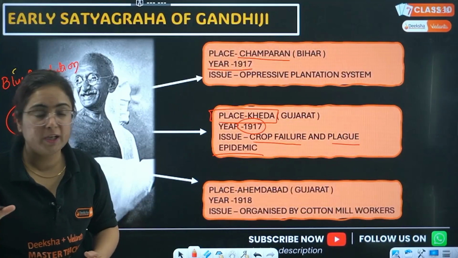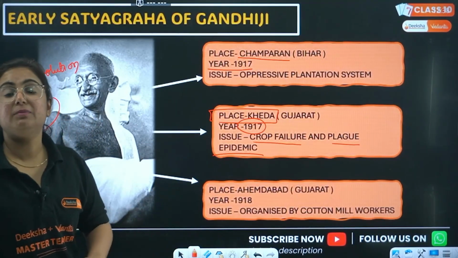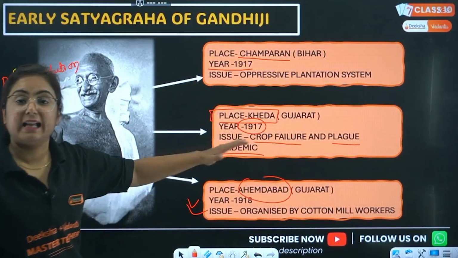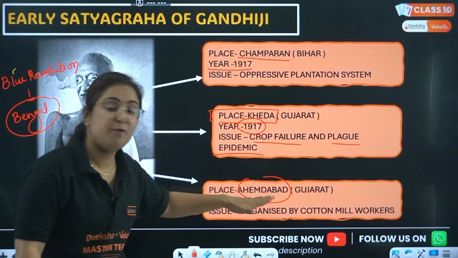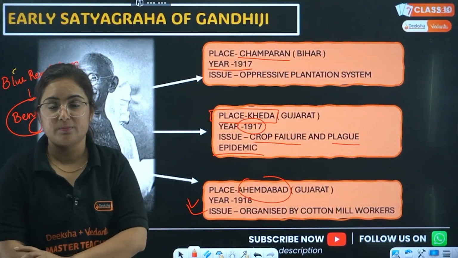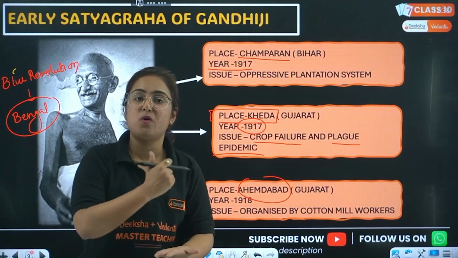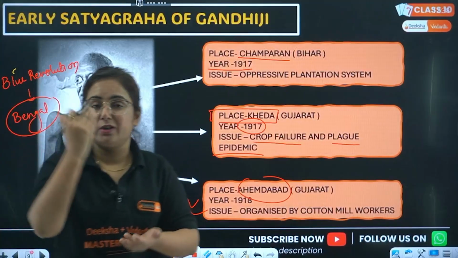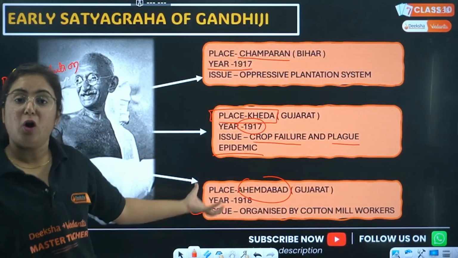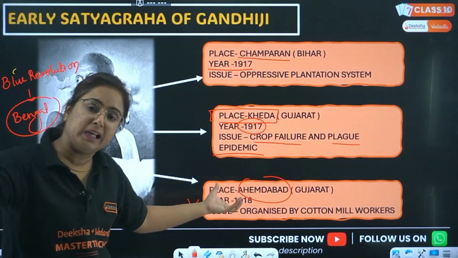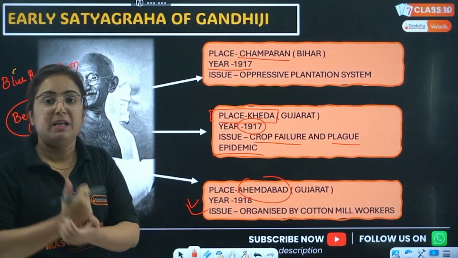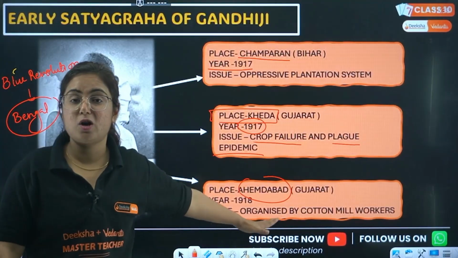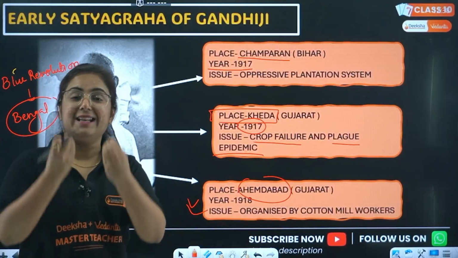Getting my point? So third is Ahmedabad. The third early Satyagraha is Ahmedabad. Again in Gujarat, the people revolted against the mill owners. The same plague epidemic was in the Ahmedabad region also. People were affected, crops were destroyed. This was the time of the war when things were expensive in the market. Now what happened? People were not getting that much revenue. So it was organized by cotton mill workers to increase their salary.